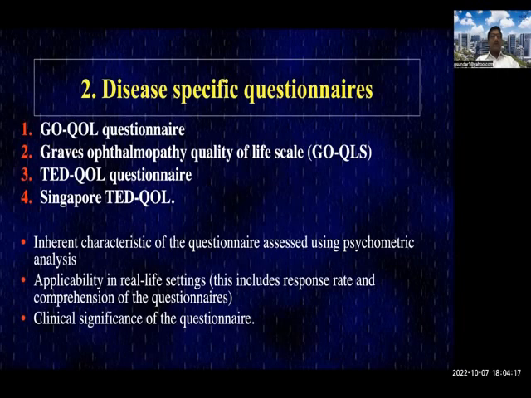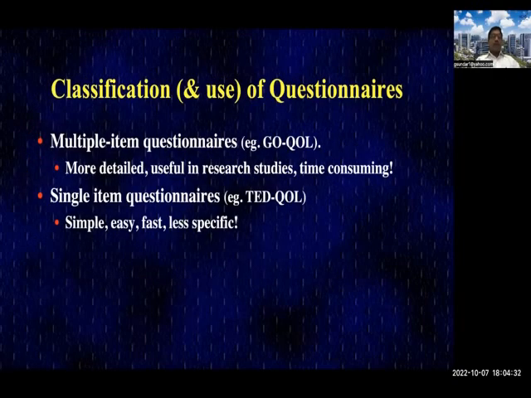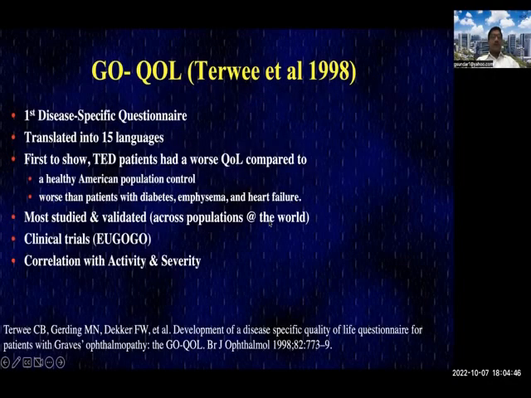go to the disease-specific questionnaires, where the 2 famous ones are the GOQOL questionnaire from the Amsterdam group and the thyroid eye disease quality of life questionnaire from the Vancouver University of British Columbia group, and a few other versions as well. These can be classified into multiple item questionnaires such as the GOQOL, which is more detailed and useful in research studies, although it can be a little time consuming, or the single item questionnaires, which is the TEDQOL, which is simple, easy, fast, although it may be less specific.